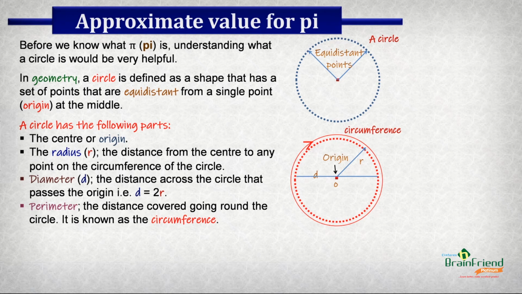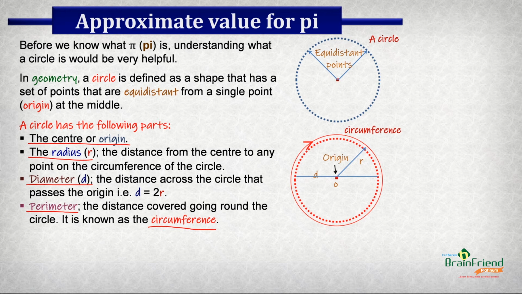A circle has a center or an origin. A circle also has what we call the radius, r. And the radius is the distance from the center to any point on the circumference of the circle. Also, a line that cuts across a circle passing through the middle or the origin is called diameter. And lastly, we have the perimeter, which is the distance round a circle. It is often called the circumference.